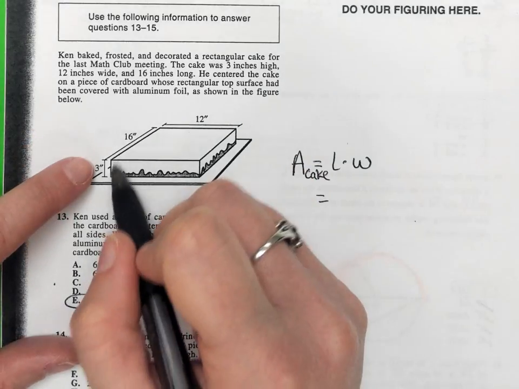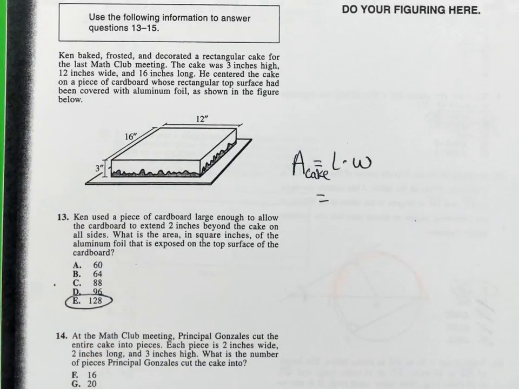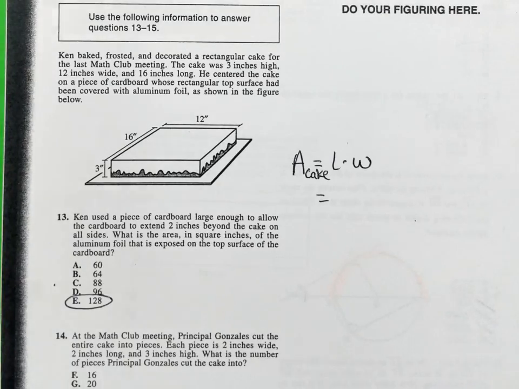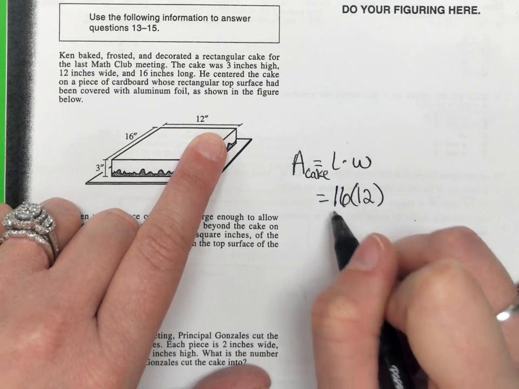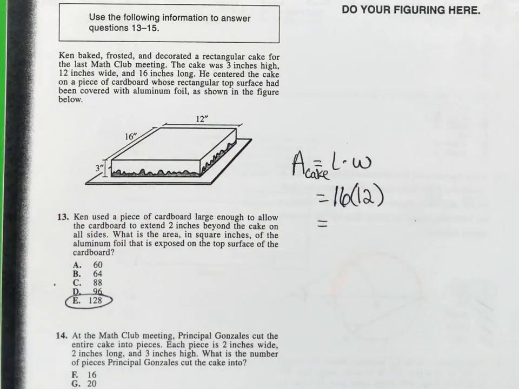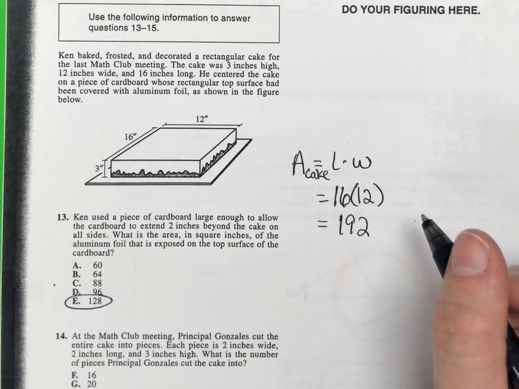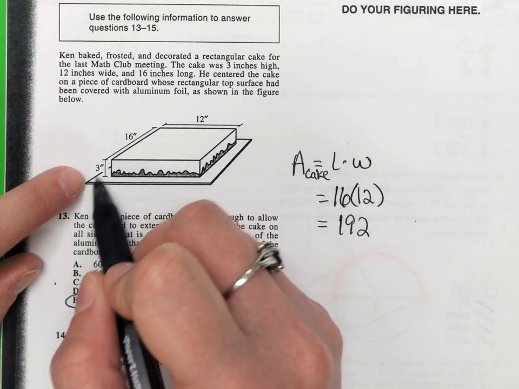So let's see, I don't need that. I need the length, which is 16. So I've got 16 times the width, which is 12. What's 16 times 12? Anybody? 192. Okay, and then it wants the area of just the foil that's outside.